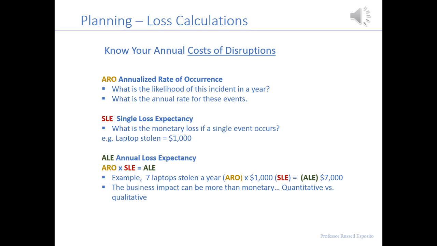How often does it happen a year? Once or twice a year? What's the cost for this event? So if you have 7 laptops stolen or lost a year, and they're $1,000 each, it's $7,000 is the ALE. I like to think of ALE as ale, like beer, because that's the final product. So that ALE is your final product.